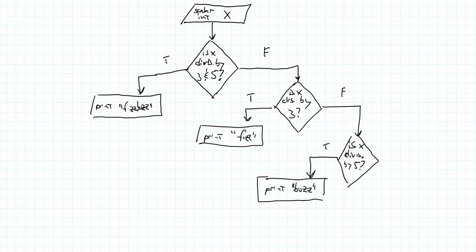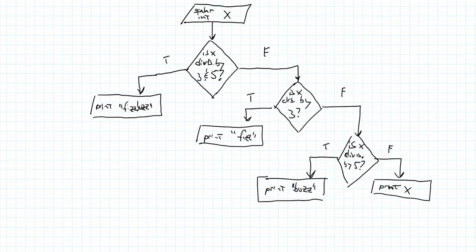And so that's if it's true. And if it's false, well, what do we have here? We've looked at x. It's not divisible by both 3 and 5. It's not divisible by 3. It's now also not divisible by 5. So it doesn't meet any of those conditions. So if this is the case, then we can just print the value of the number itself.